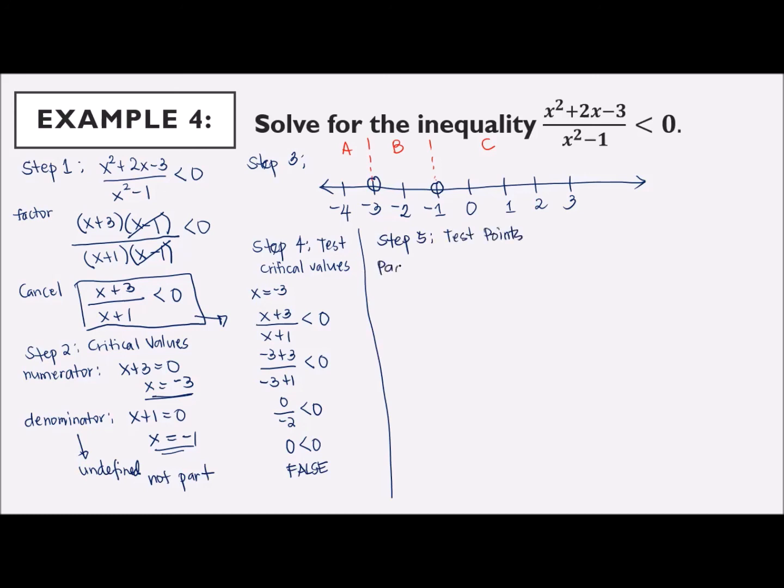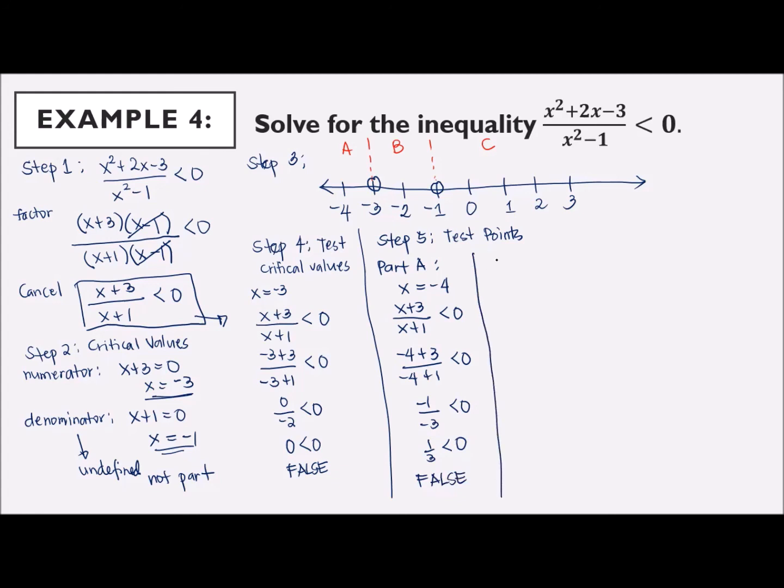Okay, punta tayo sa part A. Sa part A natin, nakaliwa ng negative 3, negative 4. So, ganun ulit. X plus 3 over x plus 1 is less than 0. Yung x palitan ng negative 4. Negative 4 plus 3 is negative 1. Negative 4 plus 1 is negative 3. And then, negative divided by negative is positive. Ang positive numbers ba ay mas mababa kay 0? Of course not. So, that one is false. So, hindi siya parte ng solution. Kalimutan natin si A. Charot.